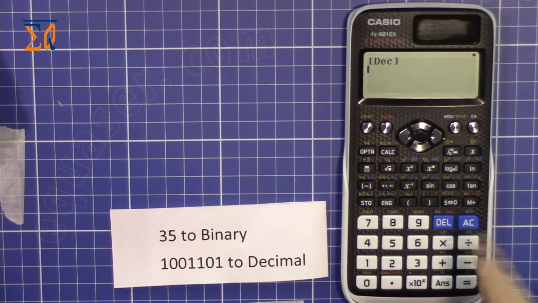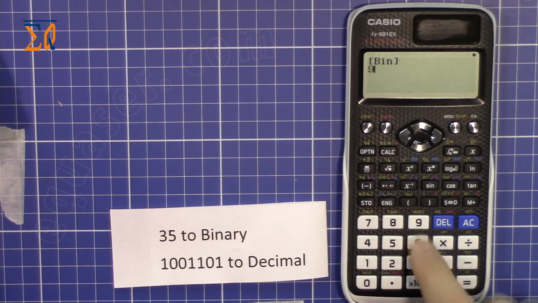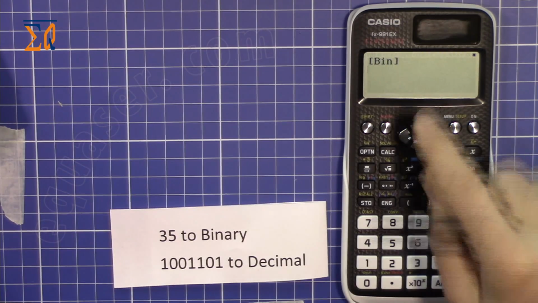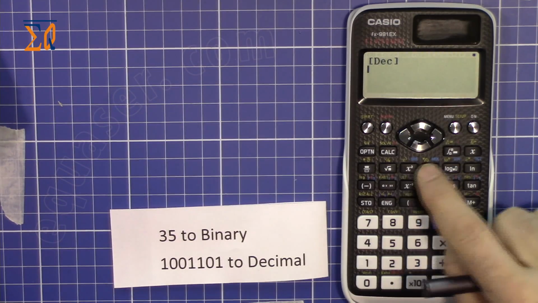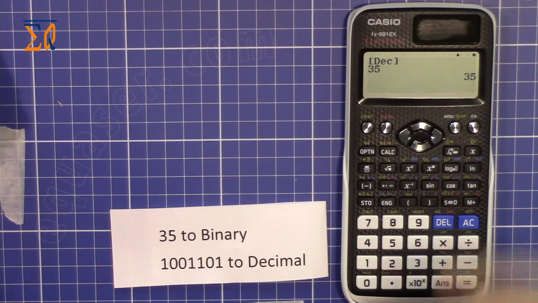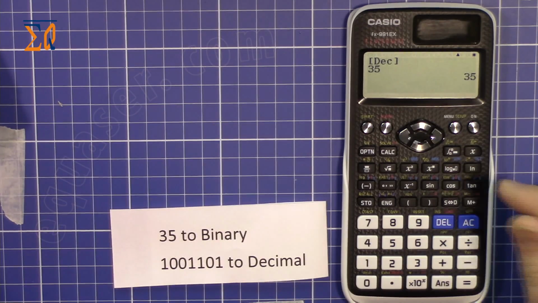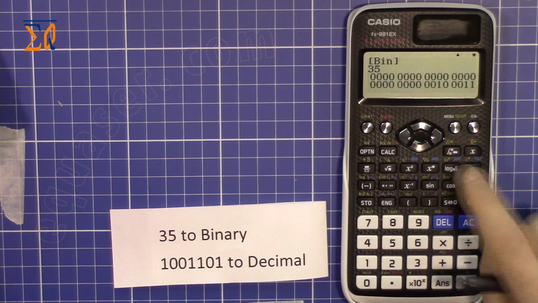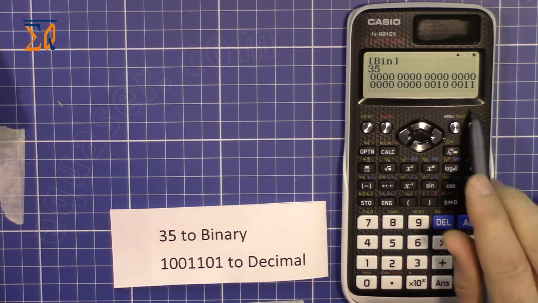So let's say I go to binary, and if I want to enter 8, you see I'm getting an error, so press all clear. Now I'm going back to decimal, so you must be in decimal. So 35, and then you have to press equal sign in order for the value to be entered into the system before converting it. Now I'm pressing bin, which is binary.